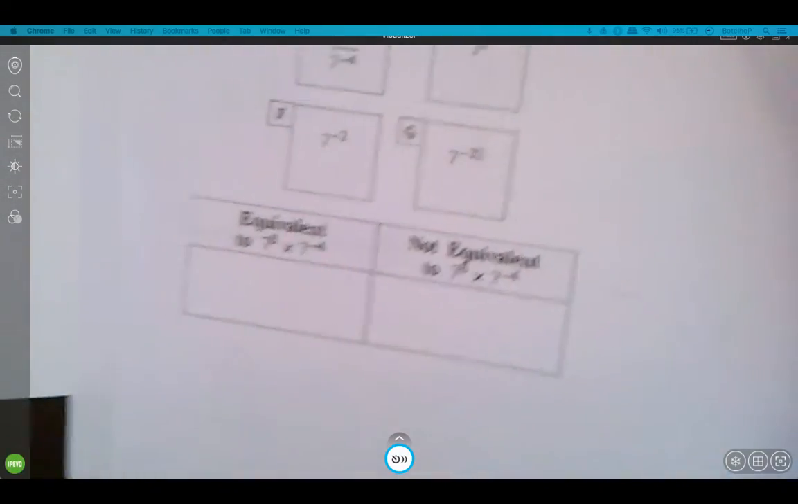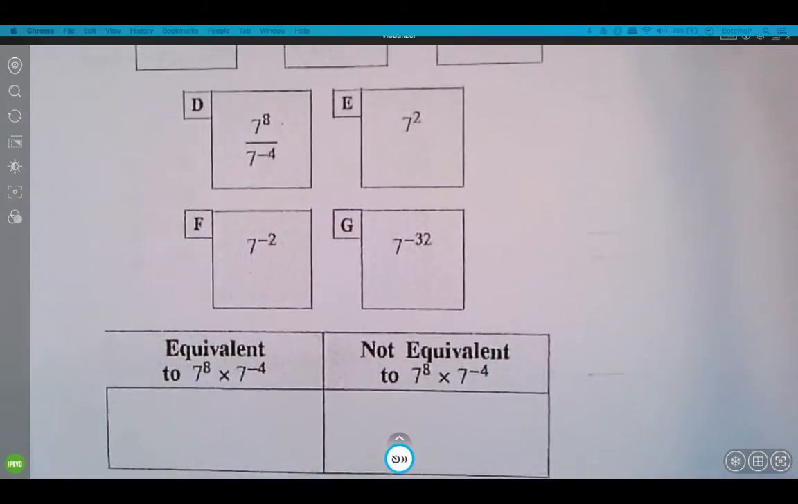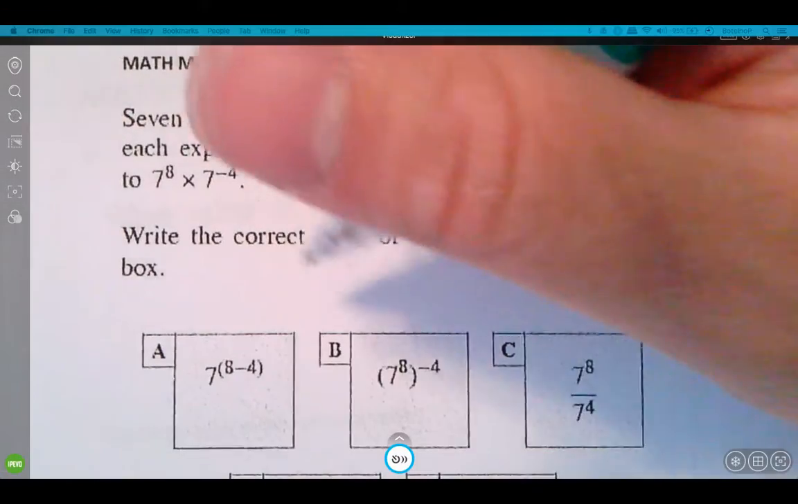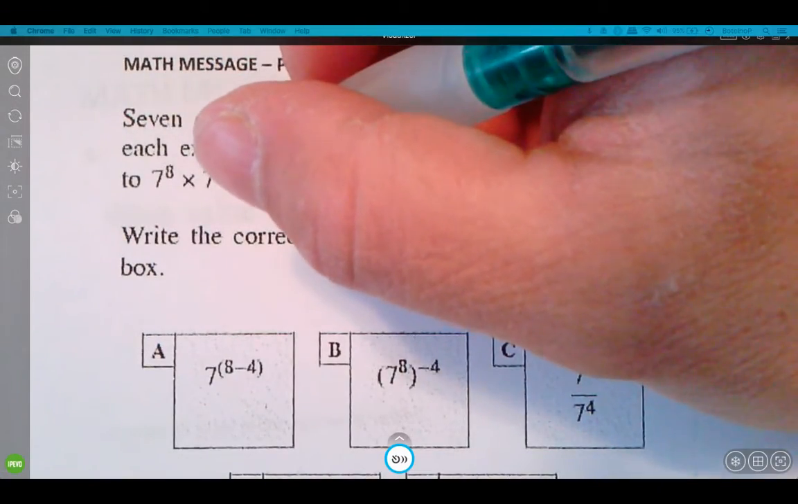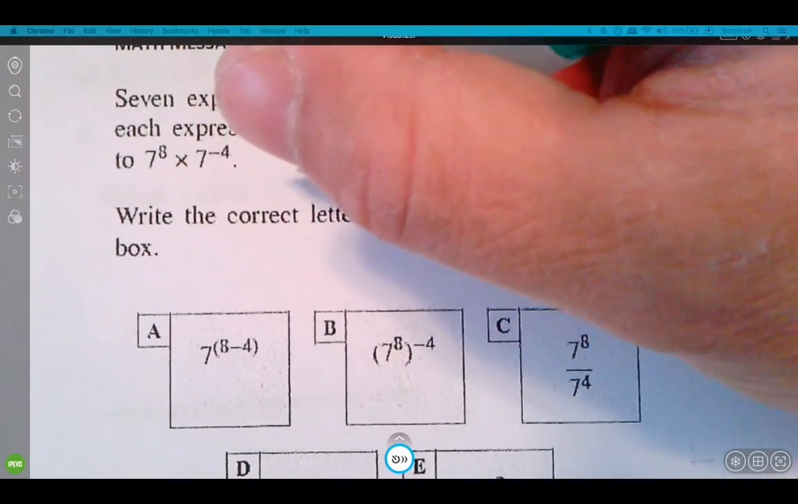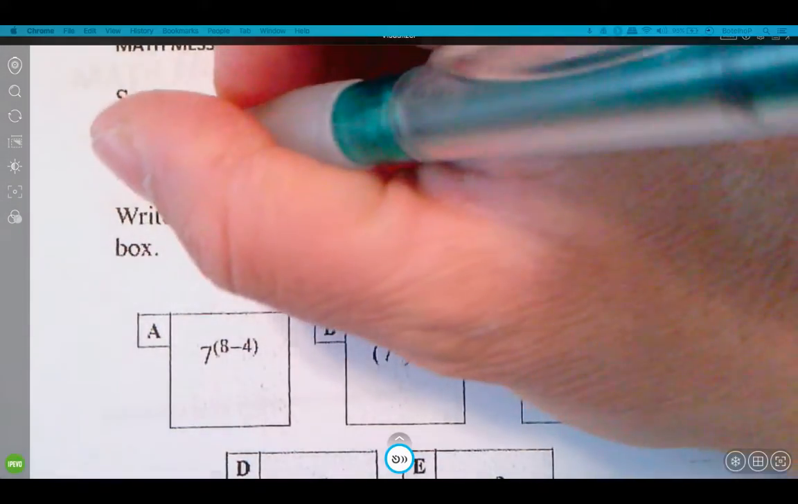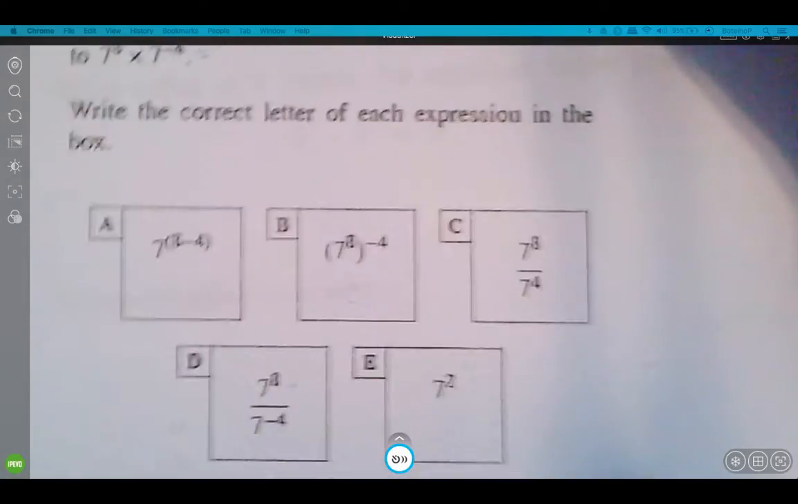Going on to the next questions here. With this one, you're going to click the ones that are equivalent. My hint to you is that there are 2 that are equivalent to this. Same base, so you're supposed to add the exponents. 2 of these, I think, should work.